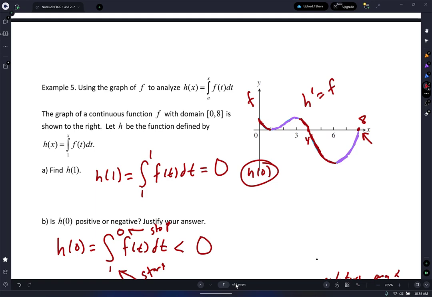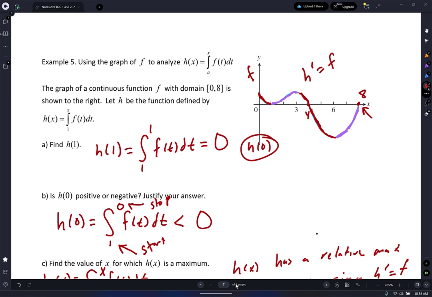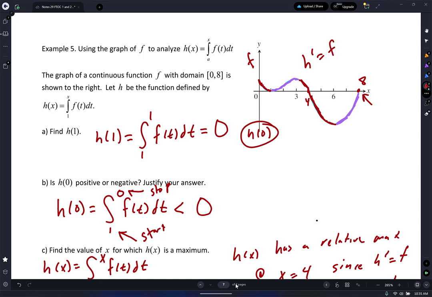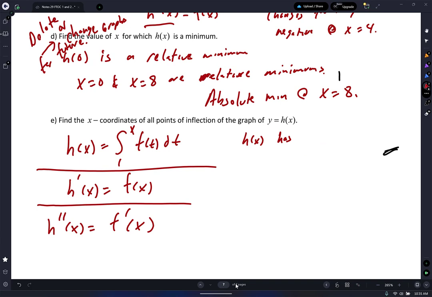So where does h have a point of inflection? I have how many of them? I have three. Where, and where? Not zero. One, three, and six. So I'm going to write h of x has points of inflection at x equals 1, comma, where else? 3 and 6.